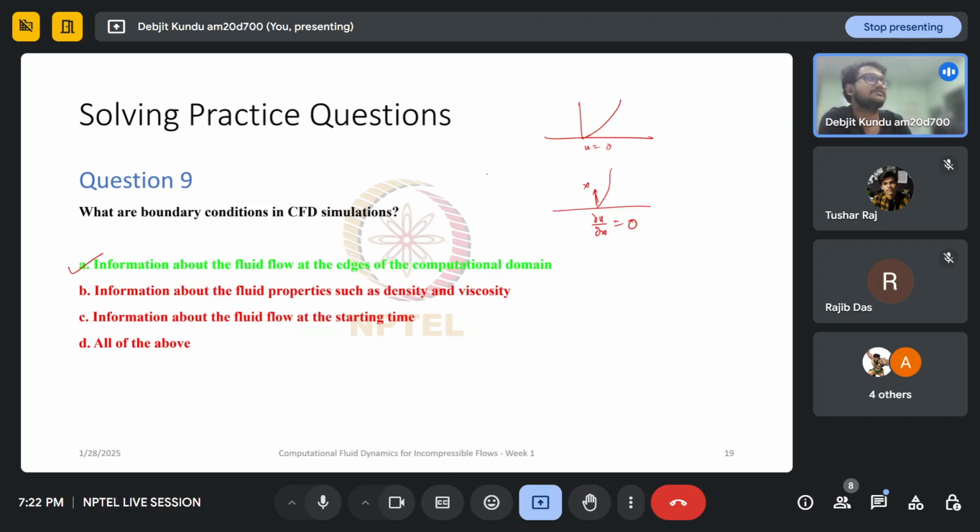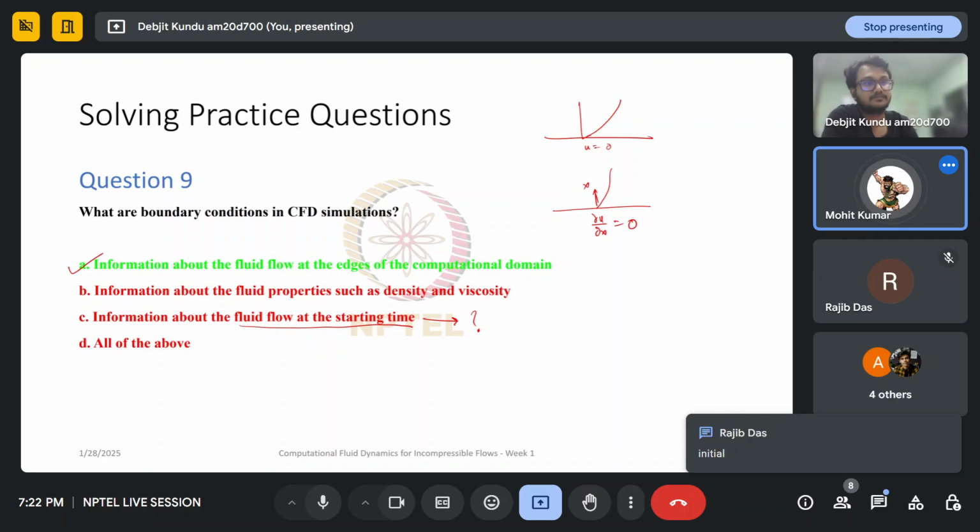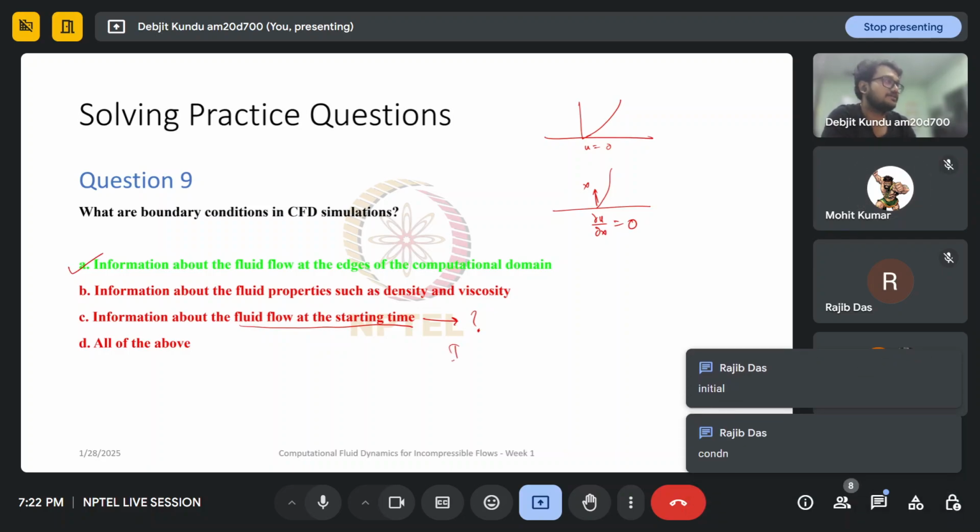Okay, what are these, by the way? What is option C? Information about fluid flow at the starting time. What do we call this? Initial boundary. Exactly. Not initial boundary, initial conditions.